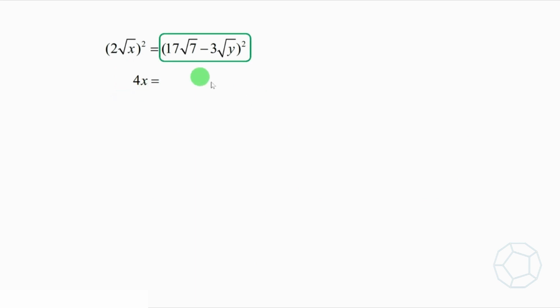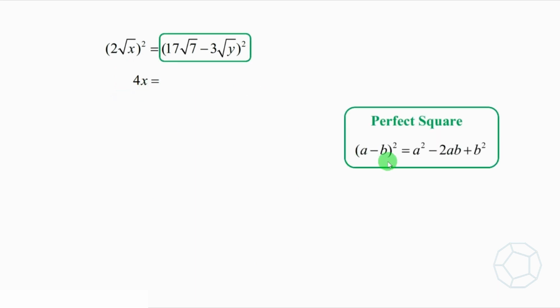For the right-hand side, it is a perfect square, a minus b whole squared, which is a squared minus 2ab plus b squared. We put a equals 17 times square root 7, and b equals 3 times square root y. So the right-hand side is equal to 17 squared times 7 minus 2 times 17 times 3 times the square root of 7y plus 9y. It looks quite complicated, but the good thing is it is changed from 3 square root signs to 1 square root only. Let's put it to the left.